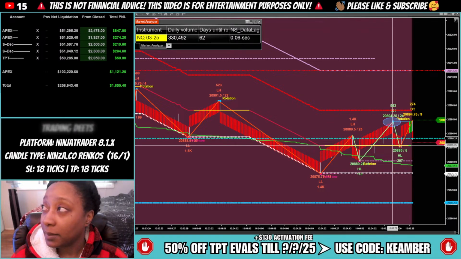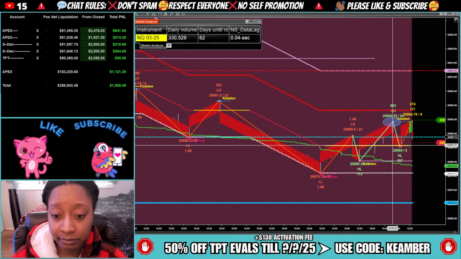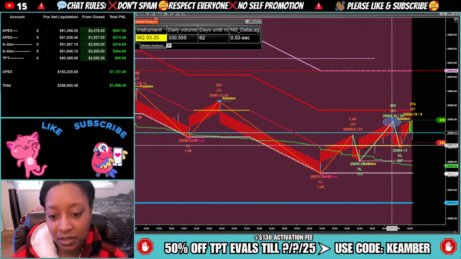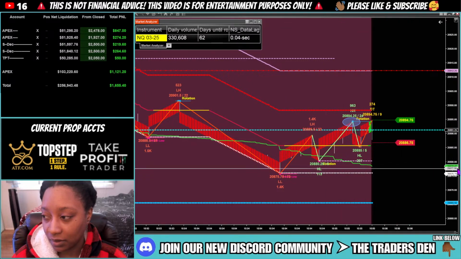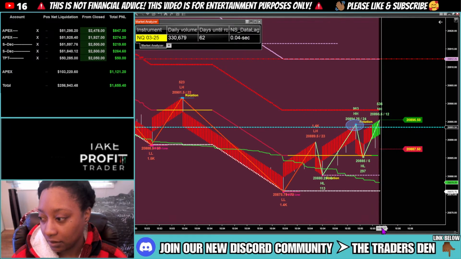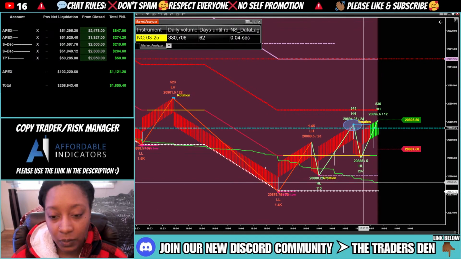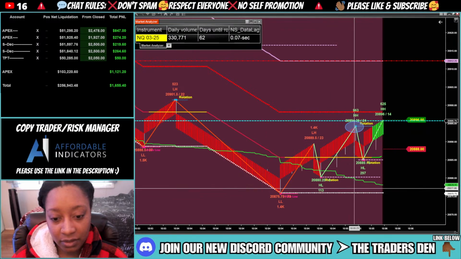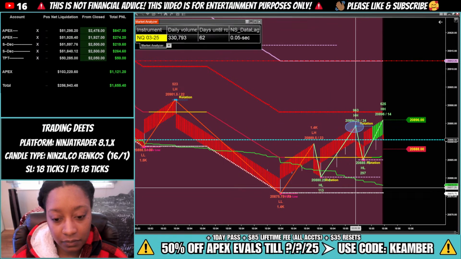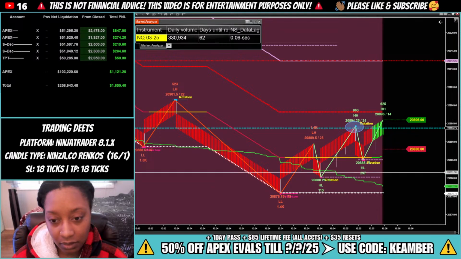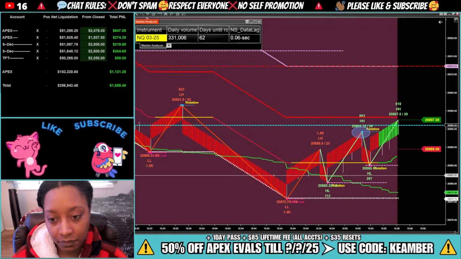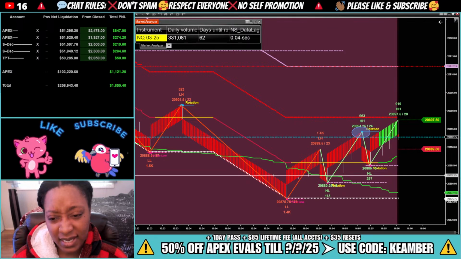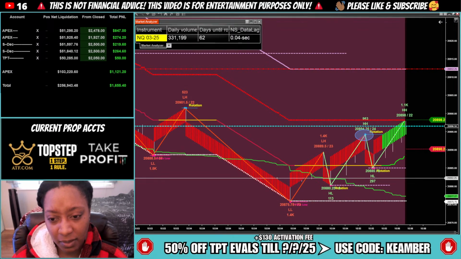Is your leader account an Apex account? It is. I almost always use the Apex as the leader just because I've had the Apex accounts the longest. So when I started adding other prop firms, I just naturally kept it as the leader. Yesterday I had TPT as the leader since I couldn't trade my Apex accounts though.